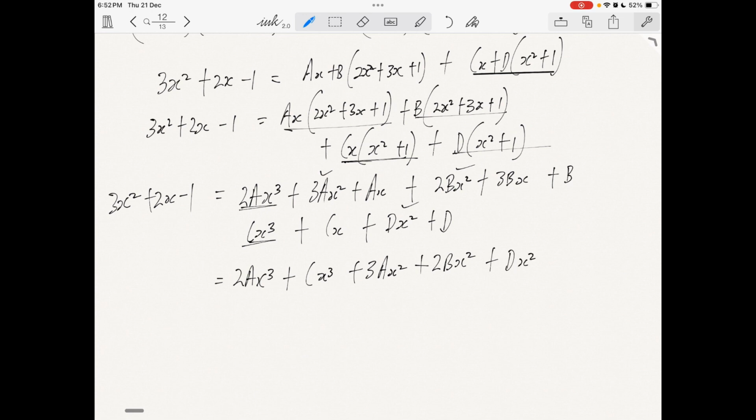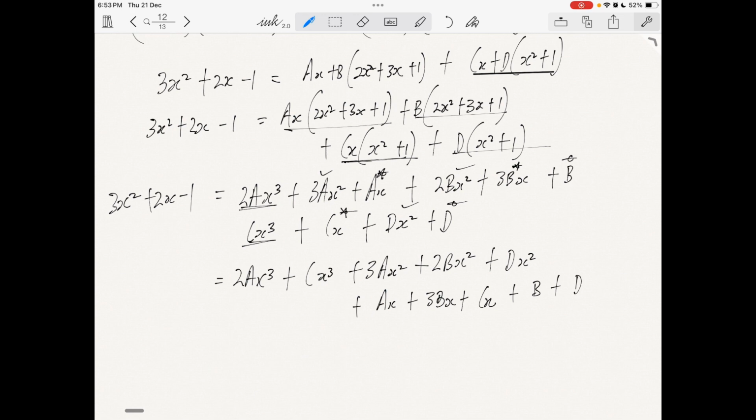Now let's pick our x terms: plus ax plus 3bx plus cx. Now finally let's pick our constants. So we have our constants here, plus b plus d.